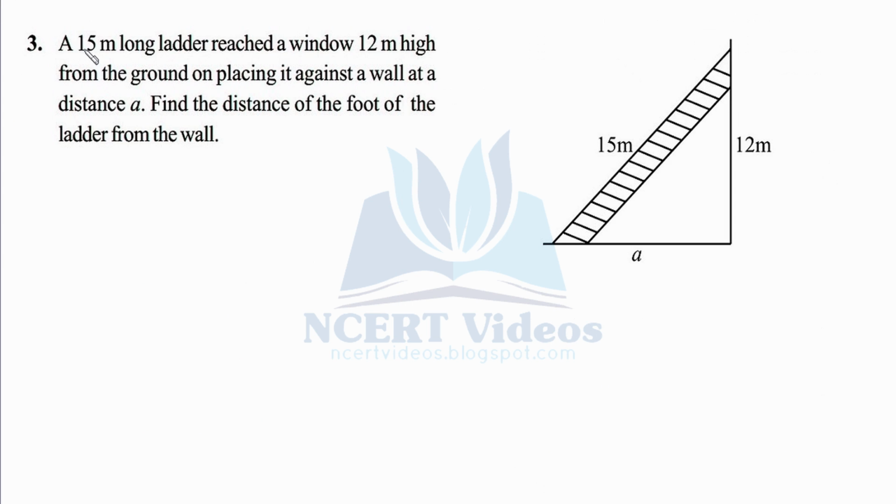Question third. A 15-meter long ladder reached a window 12-meter high from the ground on placing it against a wall at a distance A. Now this is your ladder and that's your wall. This is your base and this is your window at a height 12 meter. Find the distance of the foot of the ladder from the wall. So you have to find A.